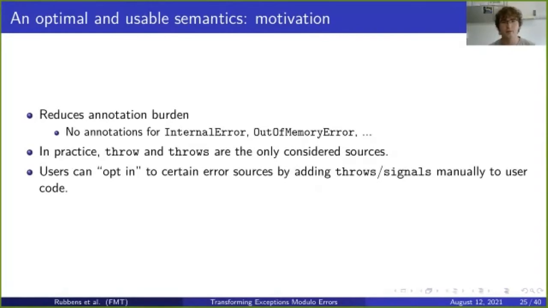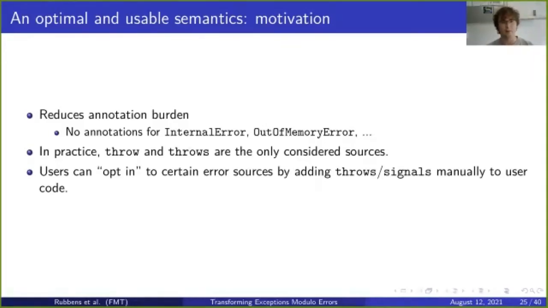Furthermore, in practice, the throw statement and the throws clause are the only considered sources anyway. If a programmer has a problem with exceptions, they don't first check if the VM has a bug. They don't start reading the VM source code. What they do is they track down where the exception originates from, which is almost always a throw statement, and they start figuring out why the throw statement was triggered.